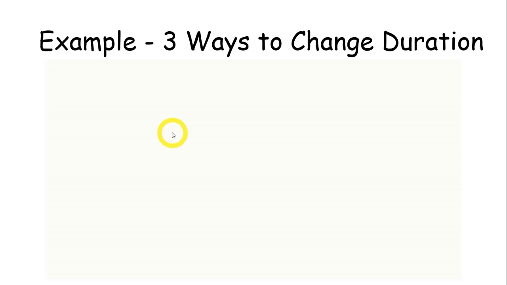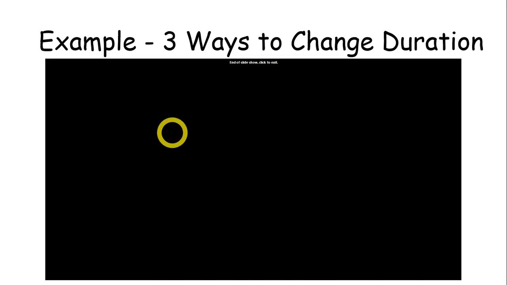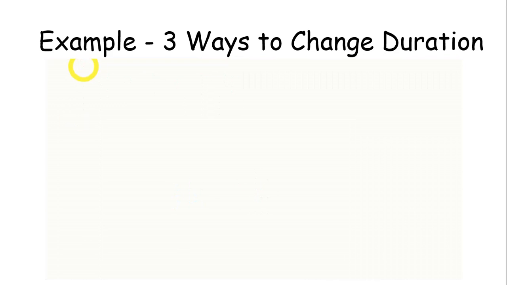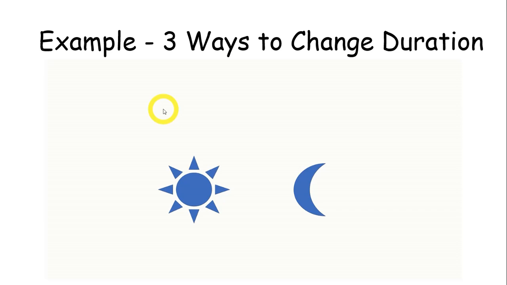Left-click and the sun will appear. Left-click again, the moon will appear. You can see the longer the rectangle is, the slower the animation is. Okay, now change the length of the rectangle again, and show the slide. Left-click and the sun will appear. You can see if the rectangle is shorter, the animation of the moon will be quicker.